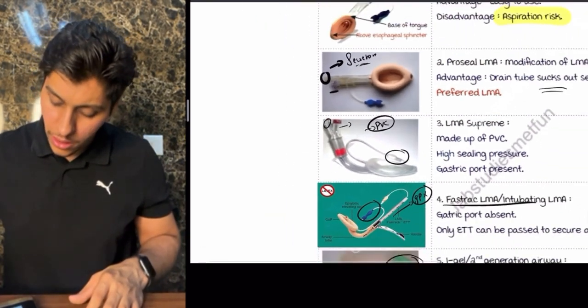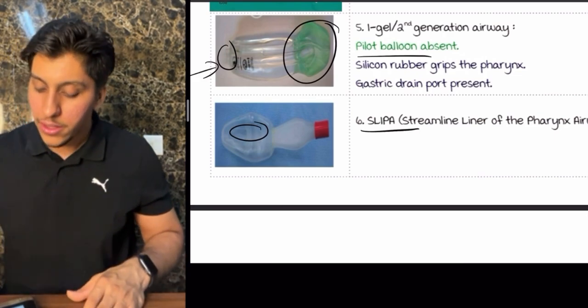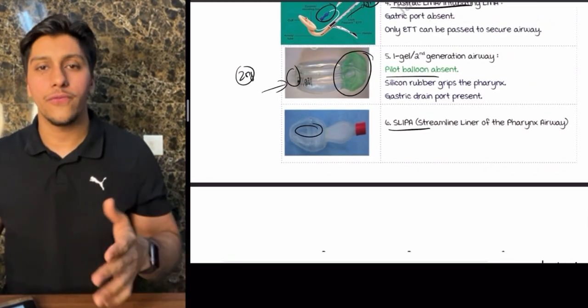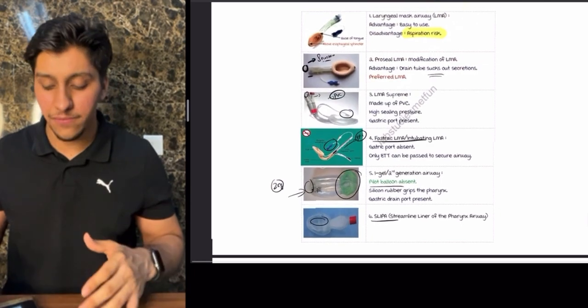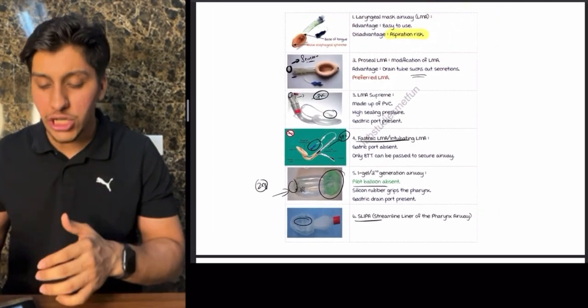Last one, just remember it has a dip over here, that is your SILPA. You don't need to remember the full name. These questions can't come with respect to any history based thing. Mostly they're going to come for identification purposes, so make sure you know these images.